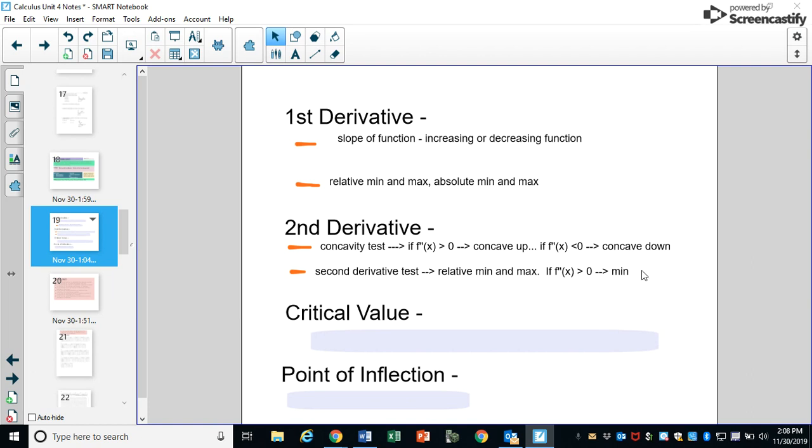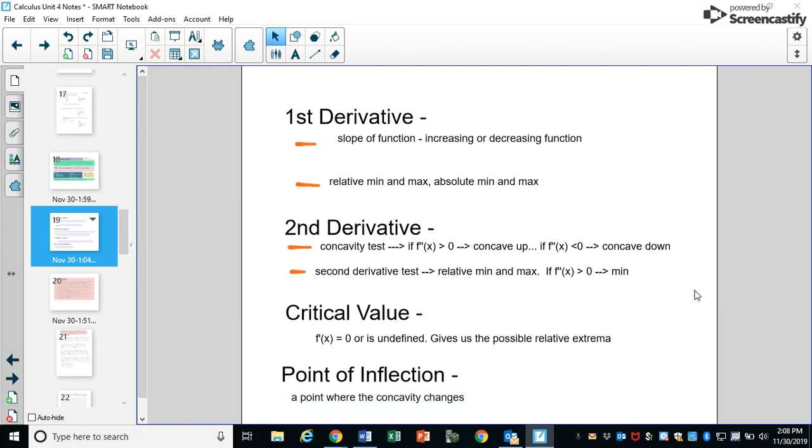Okay, and then our two other very important vocabulary terms are the critical value and point of inflection. So your critical value, that's where your first derivative is equal to 0 or it's undefined. And this is good for telling us what the possible relative extrema are. And then we also have the points of inflection, and that's where the concavity changes. So that's a review of the first two lessons.